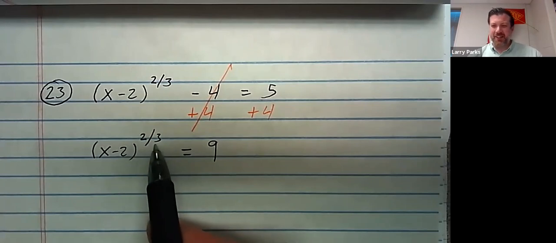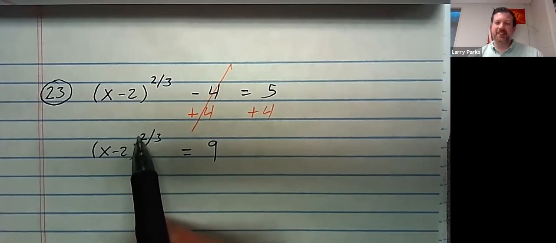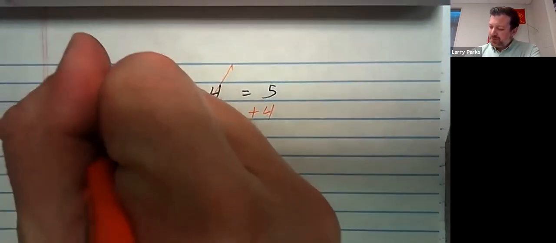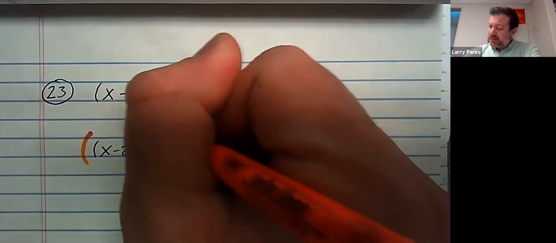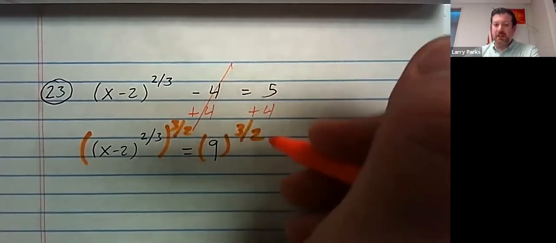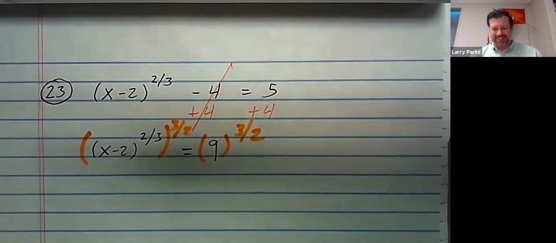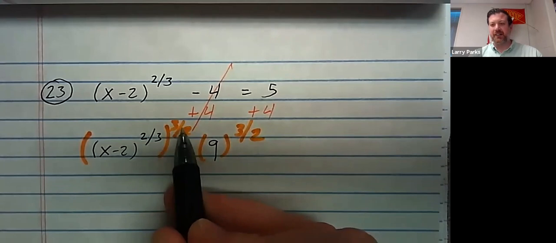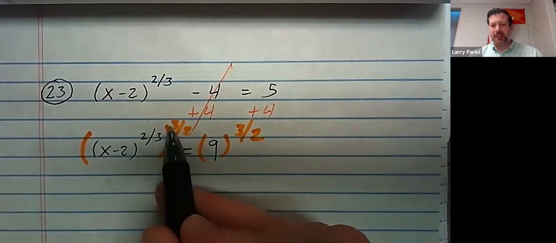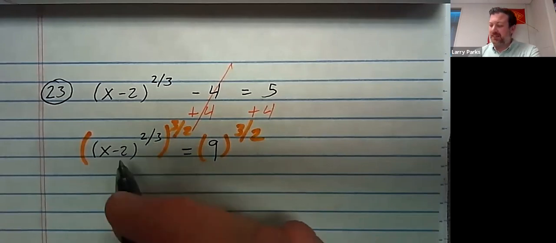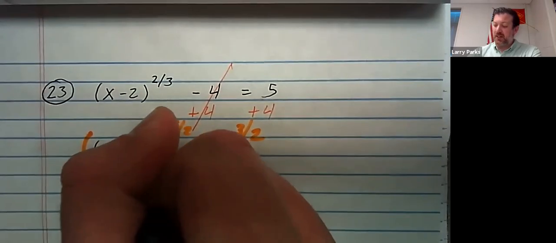And so that's kind of confusing. So instead, let's think of this instead of 2/3. Let's raise both sides to the 3/2. Say what? So the 2/3 and the 3/2 cancel each other out, because 2 times 3 is 6, 3 times 2 is 6, 6 divided by 6 is 1. Anything to the 1 is itself. So I get left with just x minus 2 over here.